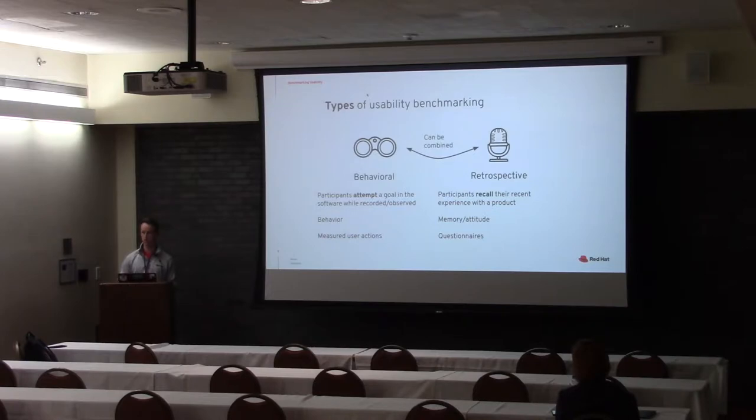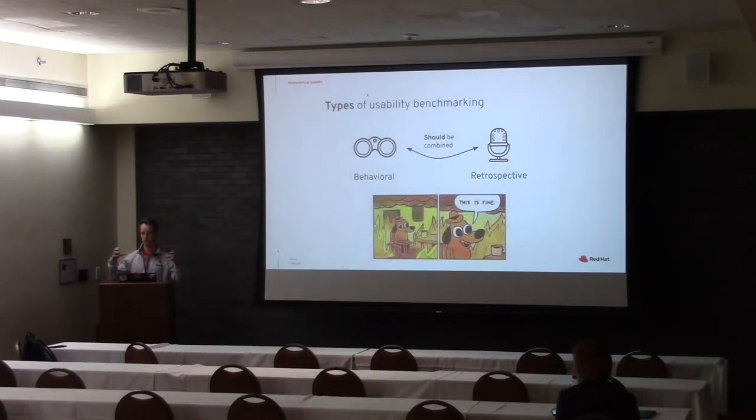So these can also be combined. You don't just have to choose one or the other. And I would argue that they should be combined because people's feelings and their behaviors are often kind of split apart. I've seen people just miserably fail a task that was very hard to do and they shouldn't have been able to complete it. They rate it 5 out of 5 on usability. You know, whether they want to please the researcher that's kind of helping them out with this or they just don't want to look like they've failed. It's important if you're going to capture that retrospective information to see what they're actually doing because they're not often the same thing.